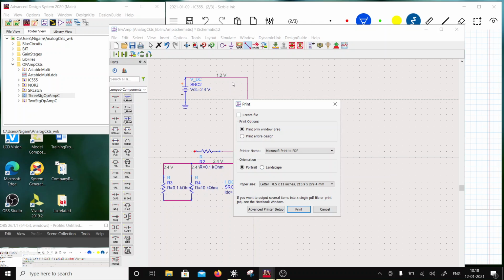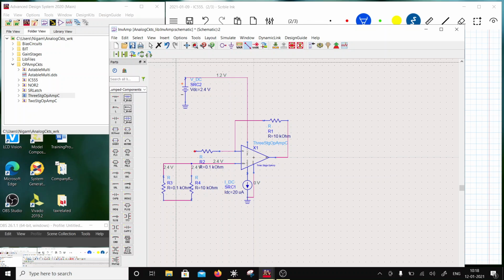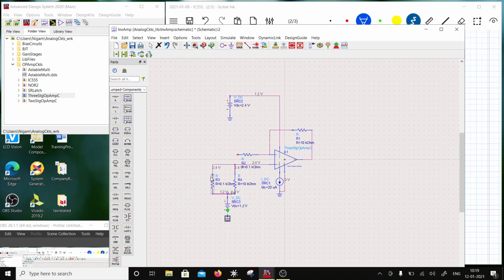Oh, not print. Okay, so I am going to put in here a common mode voltage of 1.2. Reason being that there's a large input common mode voltage range, but 1.2 is somewhere halfway between, so I'm going to put this as 1.2. Right, so now we are all set for simulation.